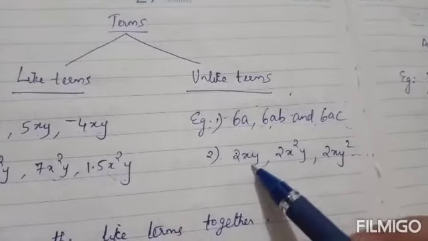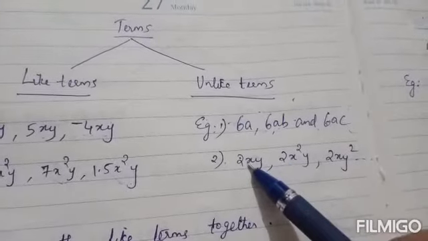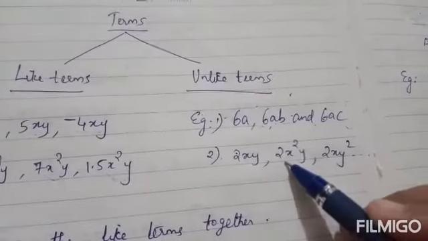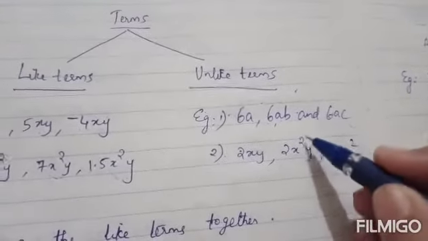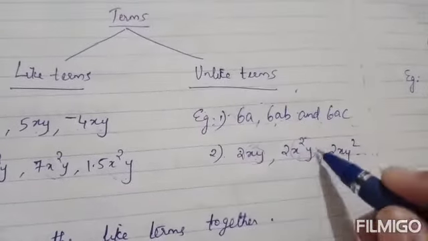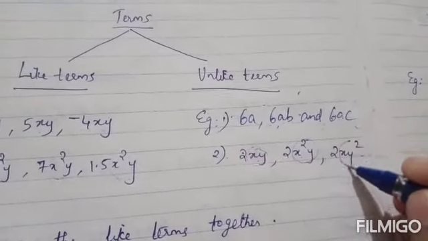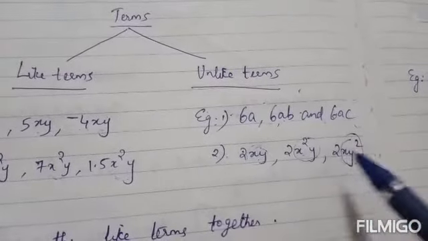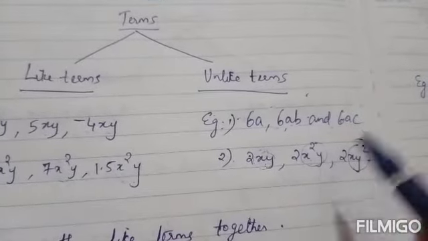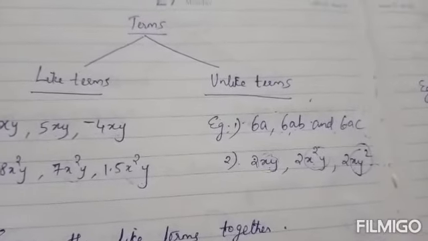Okay, next example, 2xy, 2x square y, 2xy square. Here in the first term 2xy, the literal coefficient is xy. In the second term 2x square y, the literal coefficient is x square y. In the third term the literal coefficient is xy square. All three are different. Okay, xy is one type, x square y is another, xy square is another. So these are unlike terms.